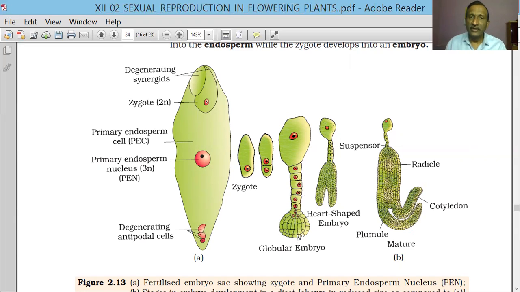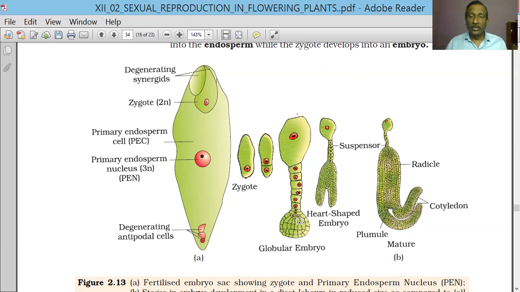And at the far end, a few of the cells will continuously divide by mitotic division. We have already studied that in diploid organisms, the zygote always divides by mitotic division, because the zygote is already diploid and this has to result in the formation of an adult diploid individual. So at the far end, these cells will continuously divide a number of times, 2 to 4, 4 to 8, 8 to 16, and they will form a globular structure. This particular stage of embryo development is called the globular embryo.